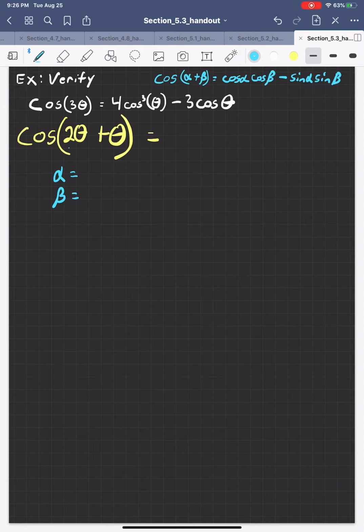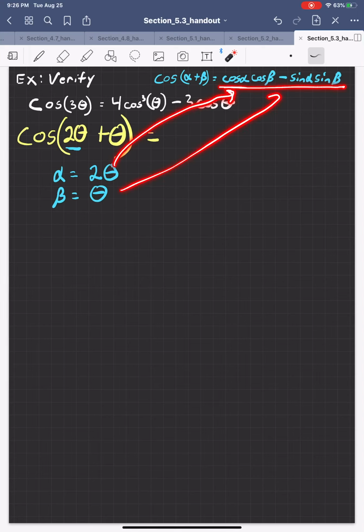Well, do you agree with me that alpha in this case would be 2 theta, and beta in this case would just be theta? All right, so what we're going to do right now is substitute alpha and beta into the sum and difference formula. Let's go ahead and do that right now.